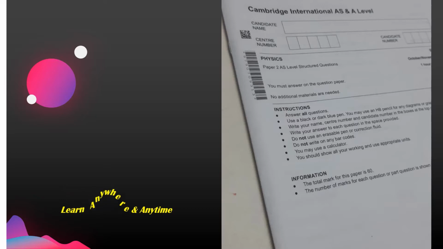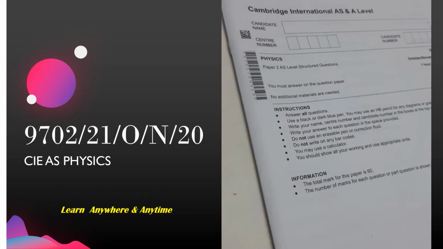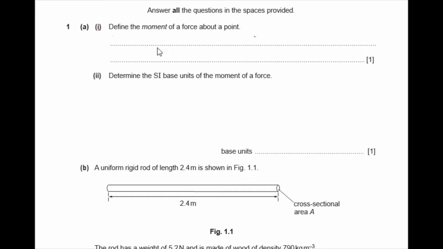In this video, I'm going to show you step by step how to answer paper 2, October 2020, variant 2-1. 1A1, define the moment of a force above a point. Moment definition: force times perpendicular distance from pivot.